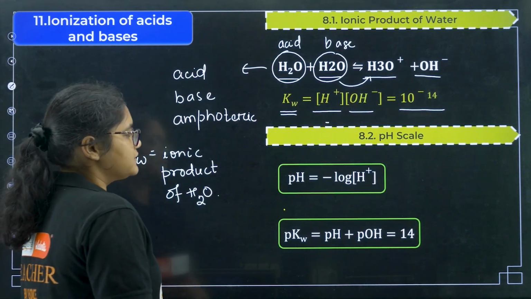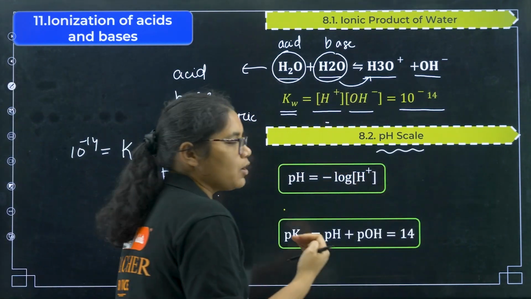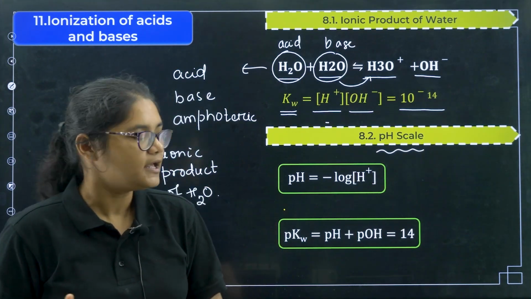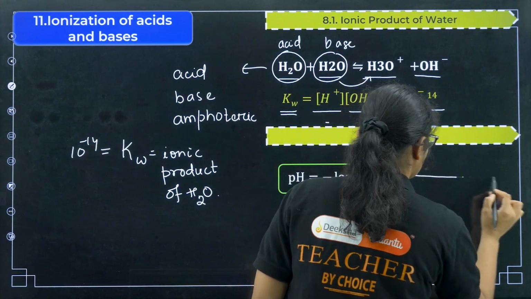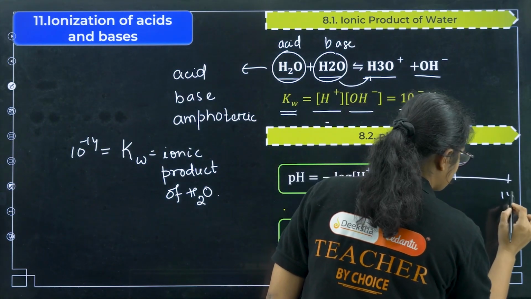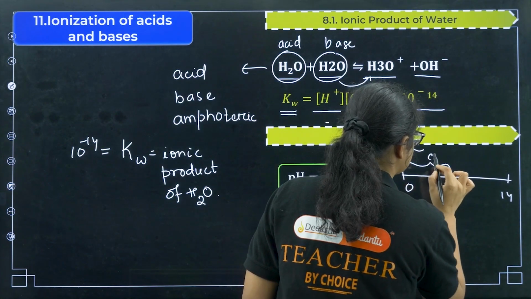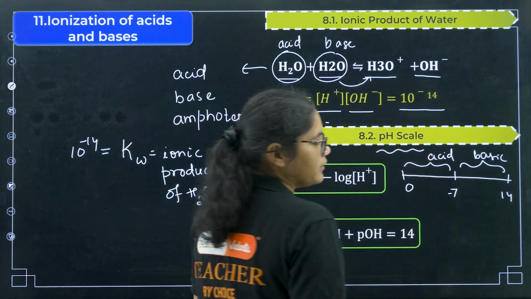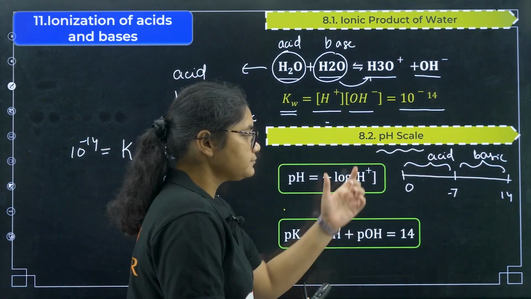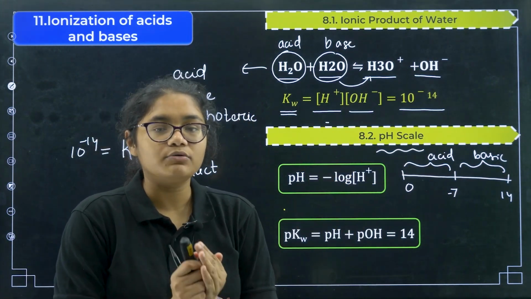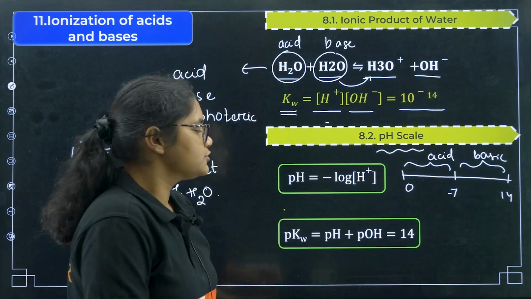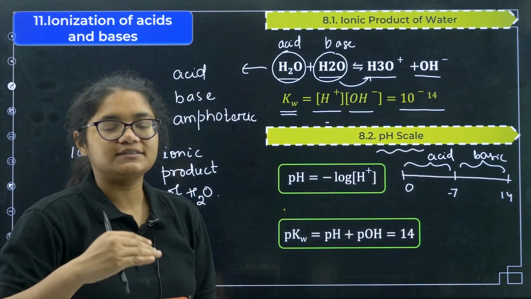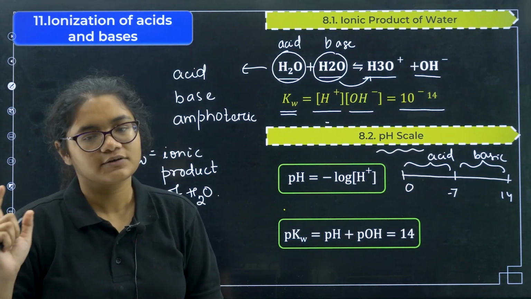Next, talking about the pH scale. We all know the pH scale tells you about the acidic nature of a substance, right? The pH scale is from 0 to 14. I think all of you would have read it in your lower classes. A pH of 0 to 7 is the acidic range and 7 to 14 is the basic range, right? Now pH is the measure of the amount of H plus ions present. So the formula for pH is minus log of H plus concentration.